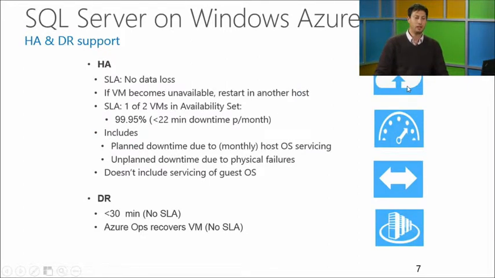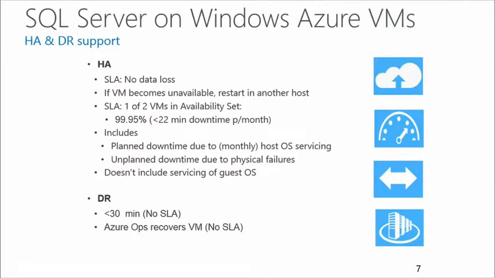So let's start talking about SQL Server on Windows Azure VMs. And let's talk first about high availability and disaster recovery, because that's what we're going to focus most of the discussion on today. So in terms of high availability, the first SLA that we have is you will never lose any data. So we guarantee you that through the 3 copies of data that you'll always have your data available.